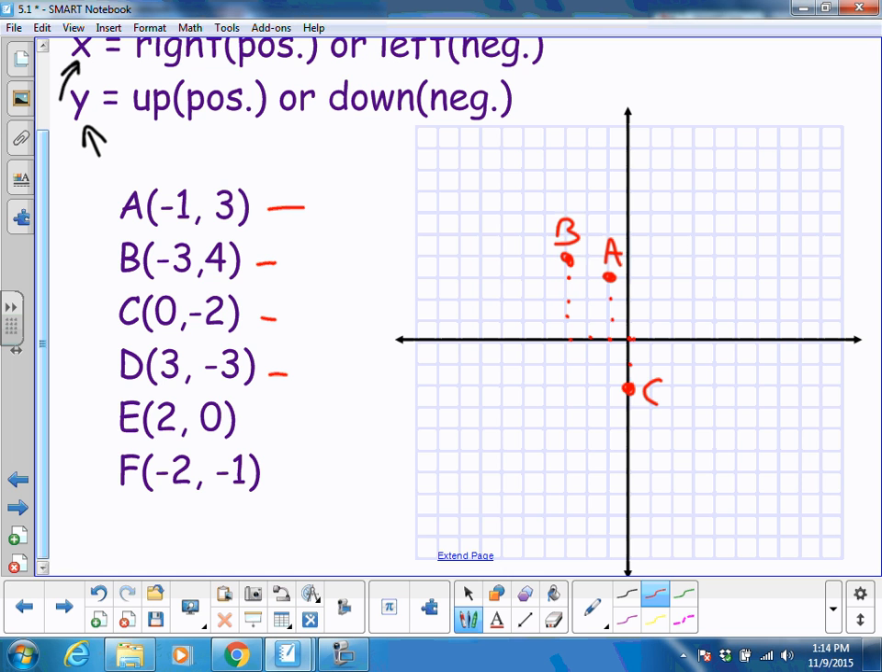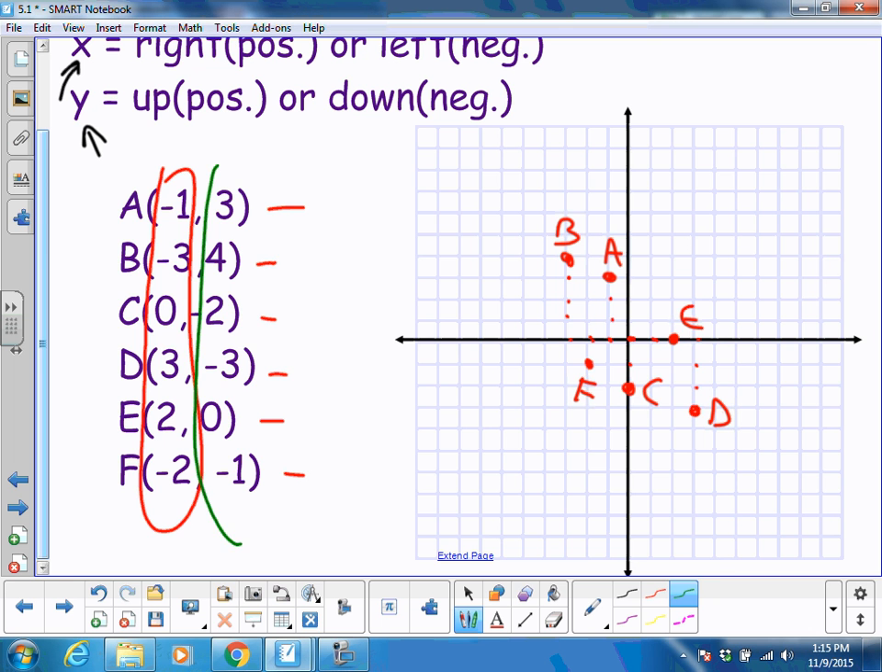D is at 3, -3. So +3, which moves me to the right, 1, 2, 3. And then -3 is down 3, 1, 2, 3. And I'm sitting at D. E is at 2, 0. So I'll go to the right 2, 1, 2. But I do not go up or down at all. So that is my point E. And point F is at -2, -1. -2, and then down 1 would be my point F. One of the main things that people want to make sure you do is you're graphing right or left first, and then you go up or down secondly.